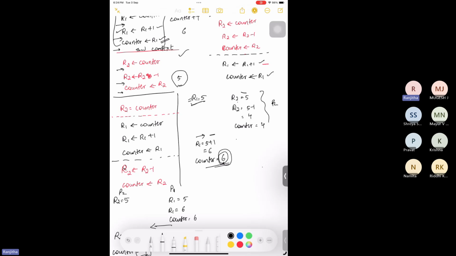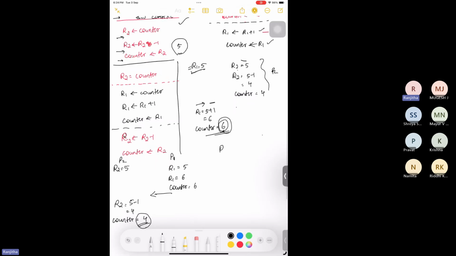So this situation is called a race condition. Irrespective of the order of execution, the value of counter is not the same. The final value of counter is dependent on the order in which the access is taking place, right? The outcome is dependent on the order. And we call this the race condition.